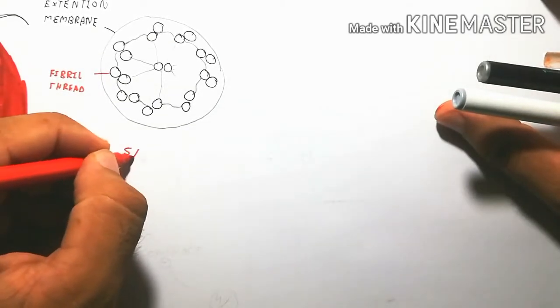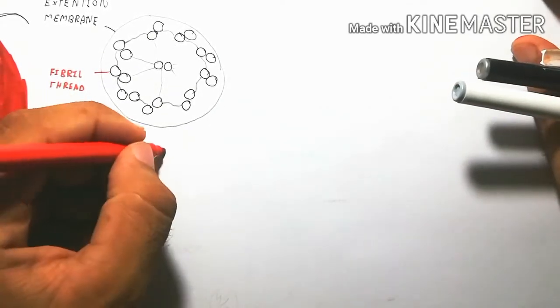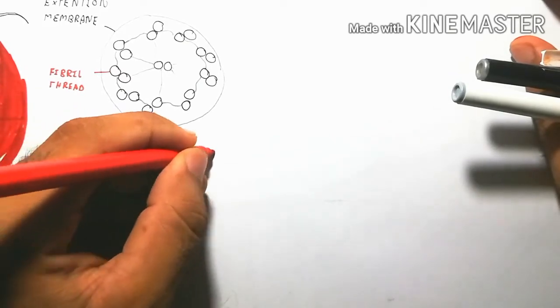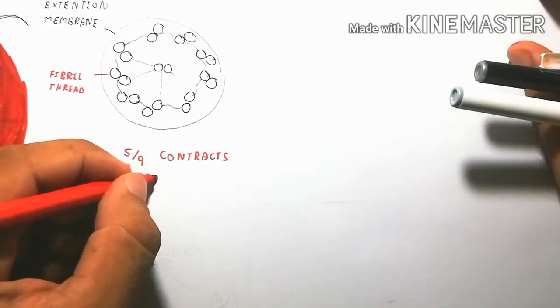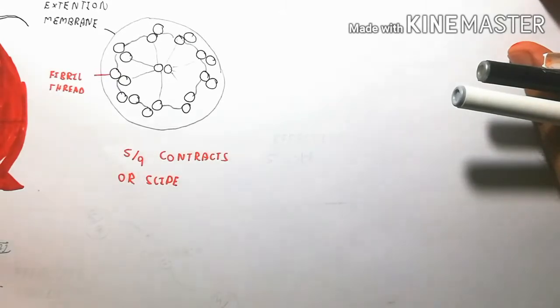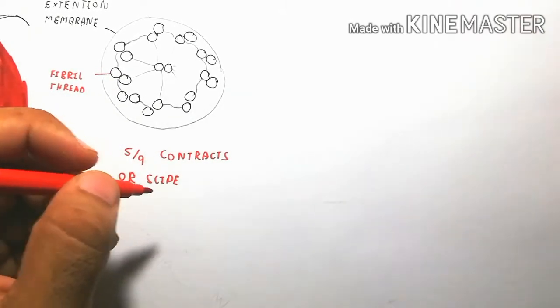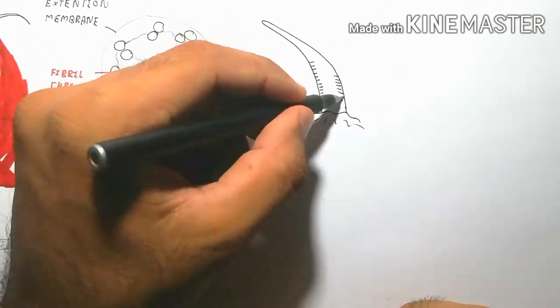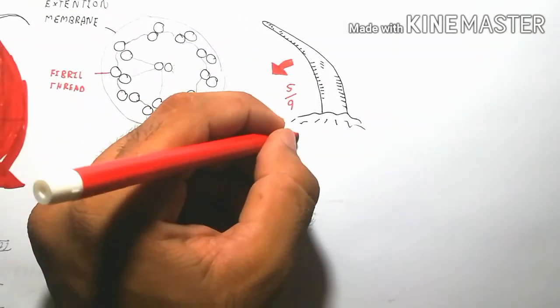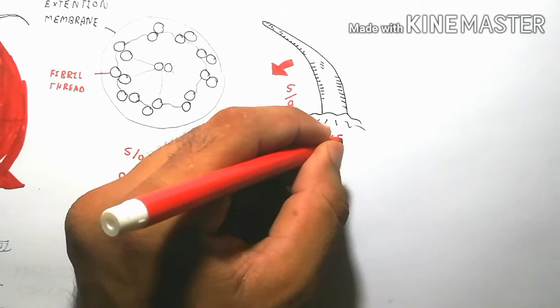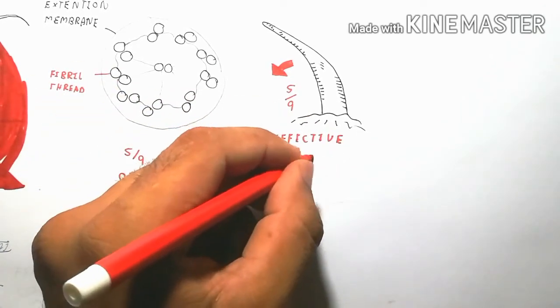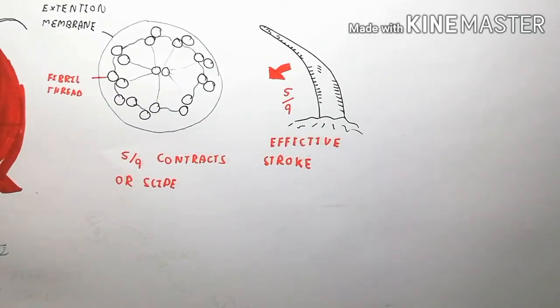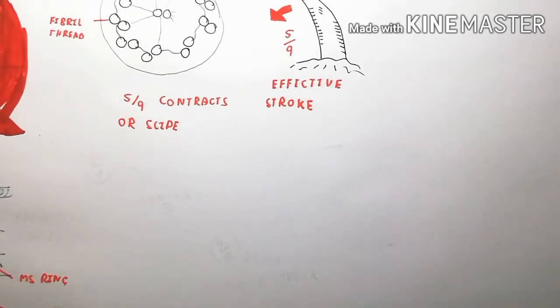It's also known as tubule. So here is when bending occurs. Why does this bending occur? Due to the 1:9 ratio, contracts or slides to create a downward bending of the cilia. So 5/9, which is responsible for the effective stroke, is known as the effective stroke.